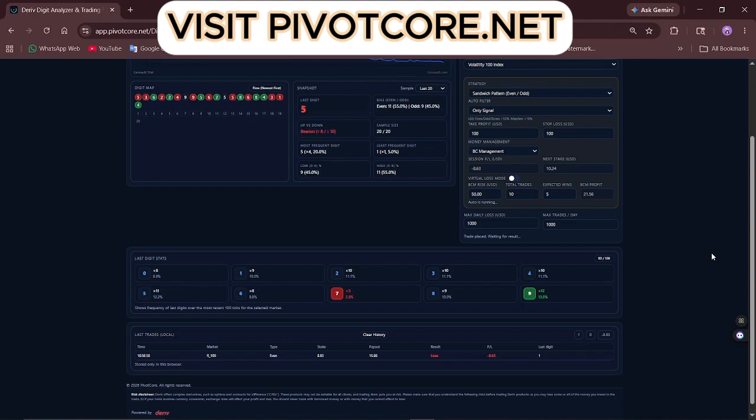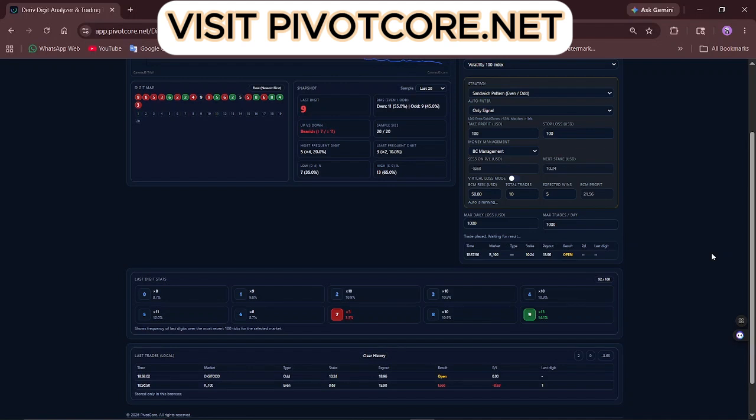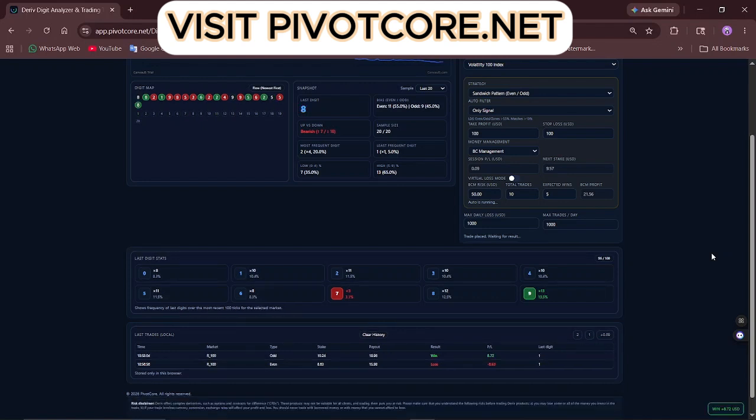We aren't chasing impossible promises, we are trading with a clear mathematical plan. I have configured the system to execute exactly 10 trades, aiming to secure 5 wins. Setting realistic targets is the secret to long-term success in automated trading, and PivotCore makes setting these parameters completely seamless.